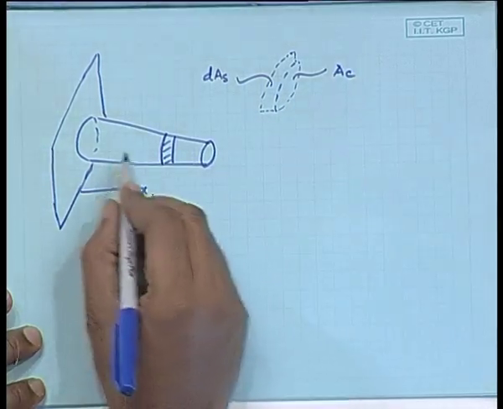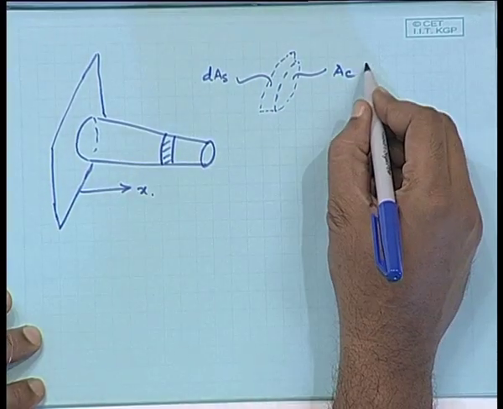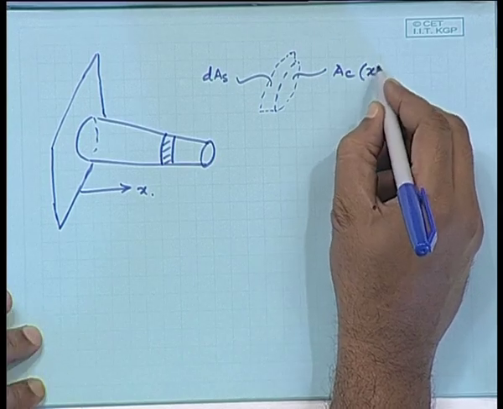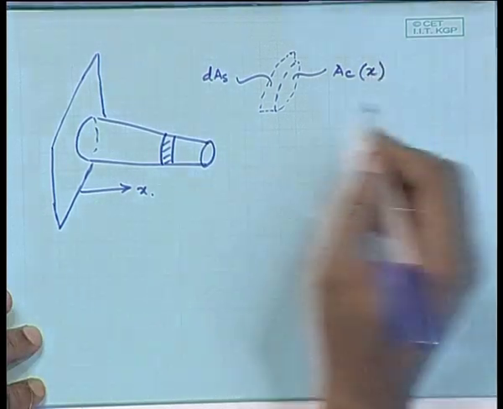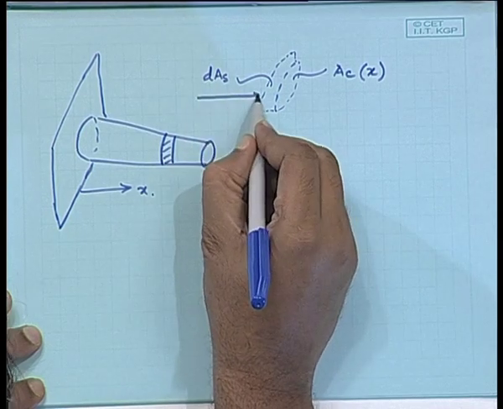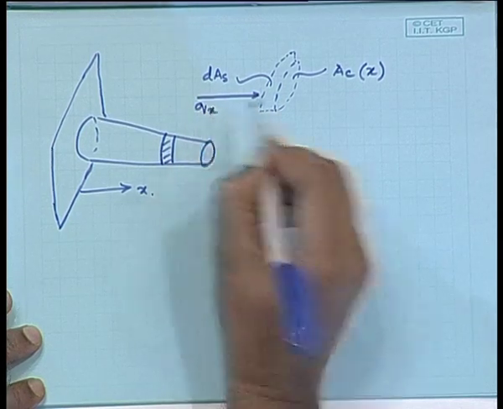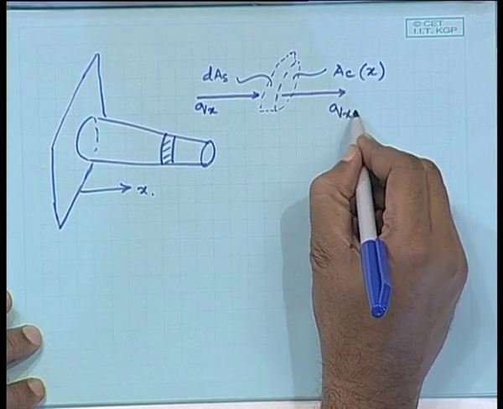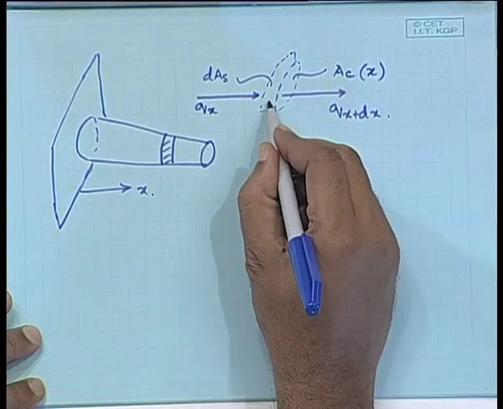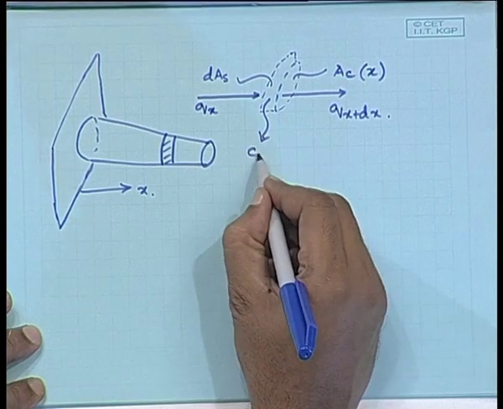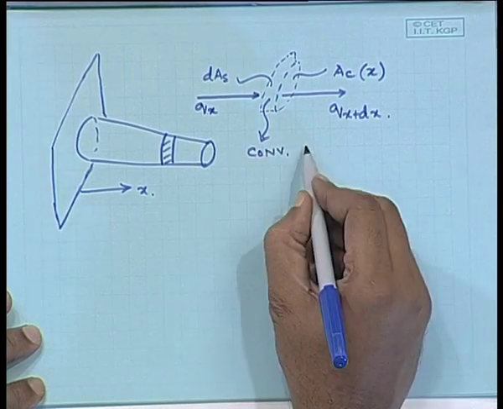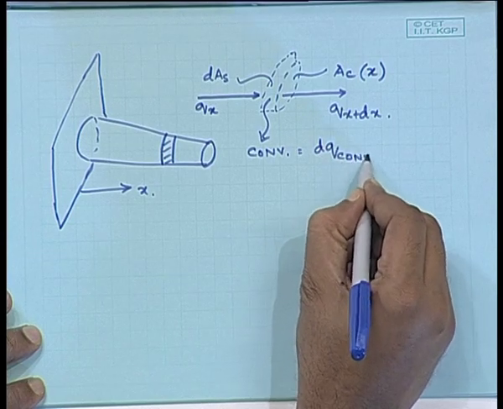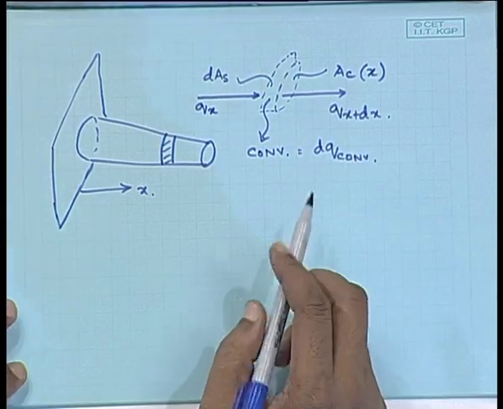and AC, the cross sectional area, as I have drawn or tried to draw in this figure, is a function of x as well. I have some amount of conductive heat which is going from here. The amount that is leaving is q x plus dx, and I am going to have convection, let us call this as dq convection. Is the system clear to you?